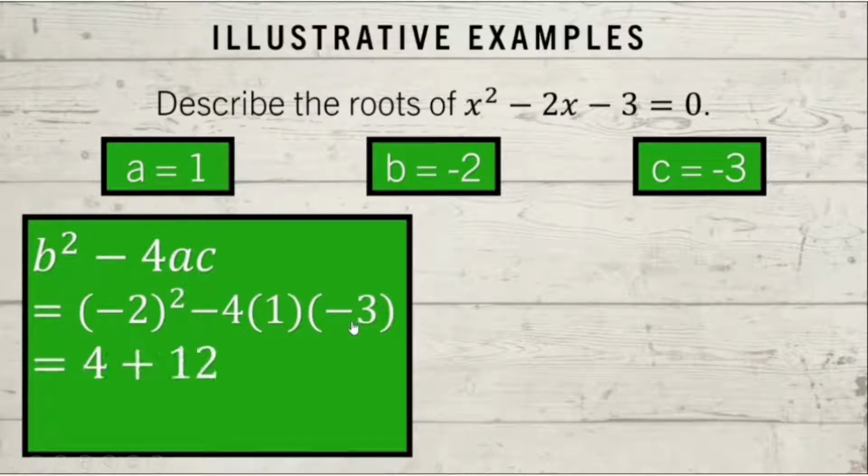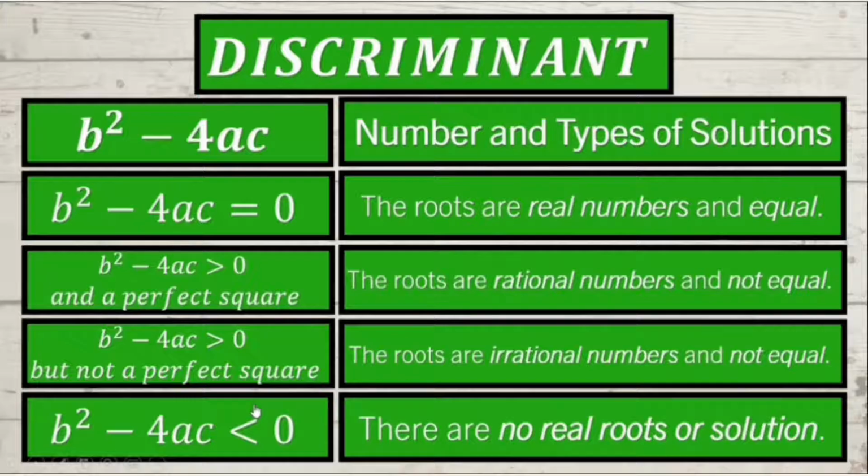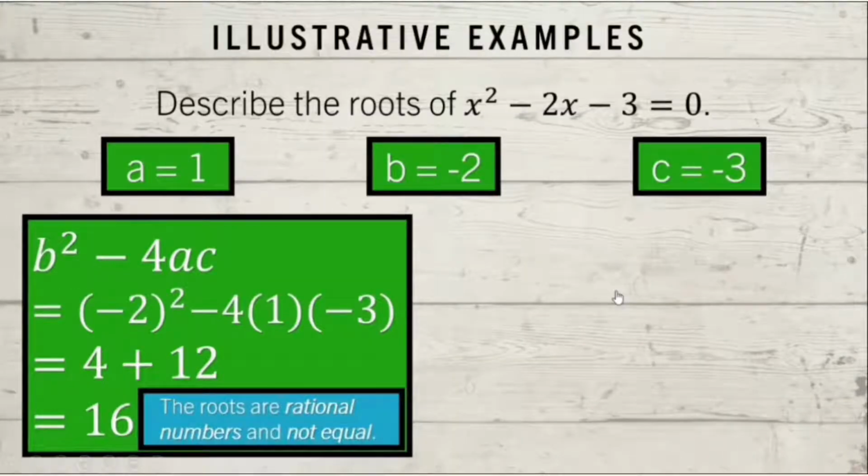We will have negative 2 squared is 4, minus 4 multiplied by 1 is 4, multiplied by negative 3 is negative 12. Therefore, negative multiplied by negative 12 will become positive 12. So 4 plus 12 is 16. Therefore, if our discriminant is 16, what will be the nature of our roots? Since 16 is a positive real number and 16 is a perfect square, the roots are rational numbers and not equal. Let us check.